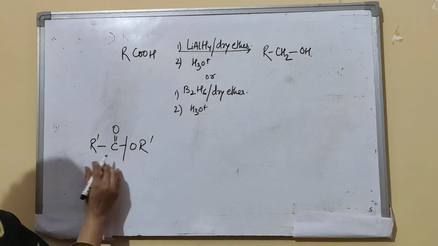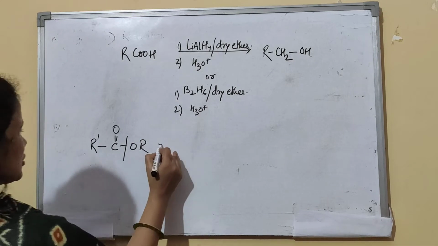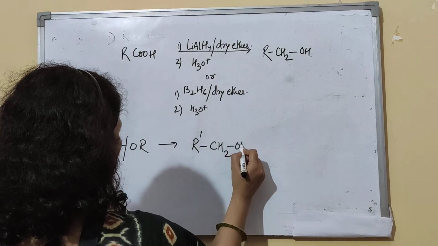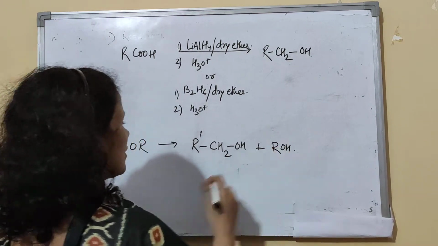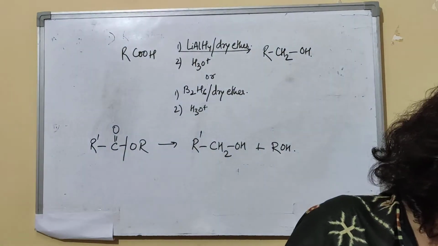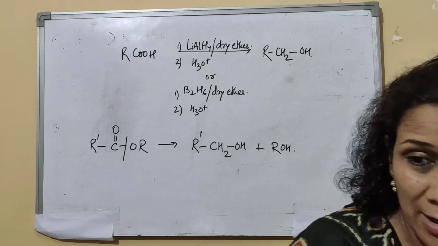Esters: one part will become an alcohol and the other part will become another alcohol. So if this is R, this will become R-CH2OH plus R'OH. Let's do one example, which is given in the book. So let's see one example.